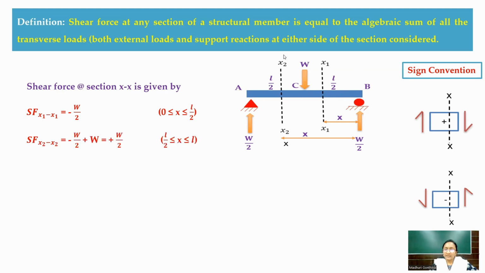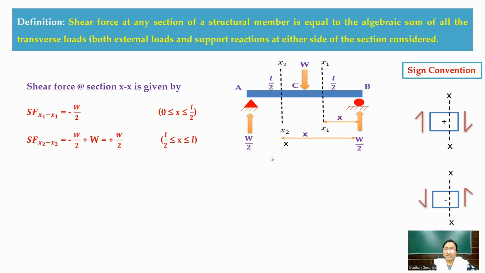Now another section we just cut in the CA segment. Towards this CA segment, you have to add the externally applied load as well as your support reaction. Here the support reaction is W by 2, which is in anti-clockwise direction, therefore negative. And this externally applied load is plus W. Why? Because it is in the clockwise direction. Therefore, minus W by 2 plus W, so in total you are getting plus W by 2. And the limits here are L by 2 to L.